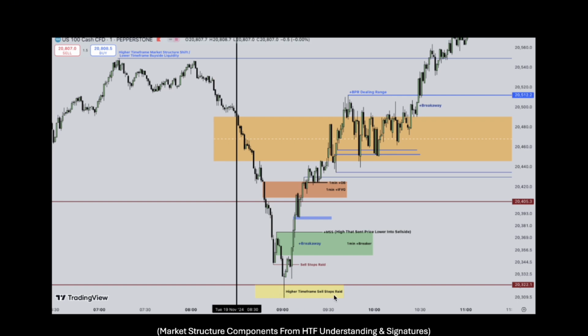This is our higher time frame sell stop raid. Here, the market went back into a CE and then we left it, taking out a what? A swing low. Because a swing low has a higher low to the left and a higher low to the right. This is a swing low. It does not matter that the low is here. This is a swing low.